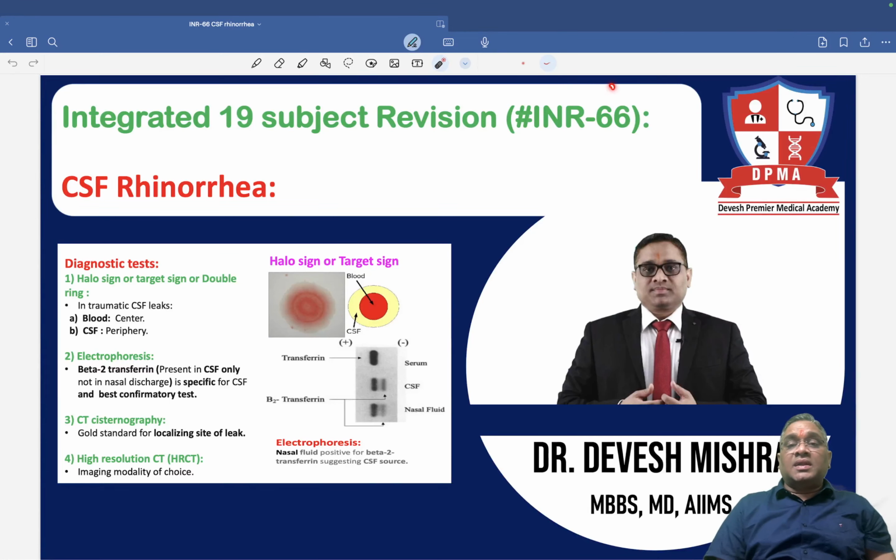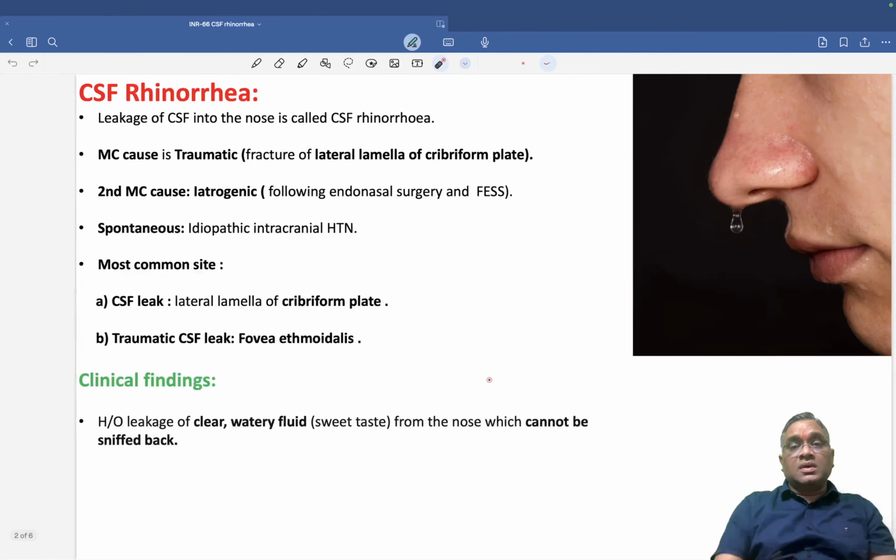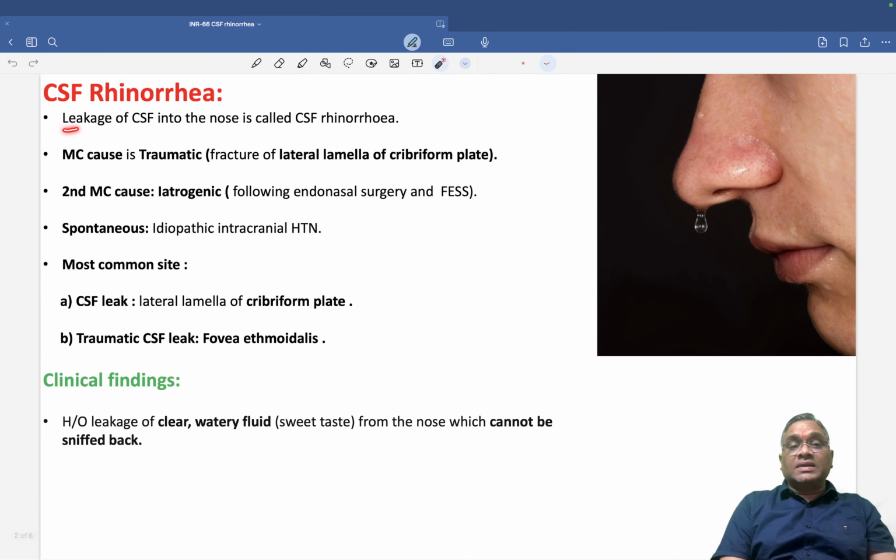Hello everyone, in this INR number 66, I will tell you about another important topic, CSF rhinorrhea. So what is CSF rhinorrhea? It is a leakage of CSF into the nose, which is called CSF rhinorrhea, right?